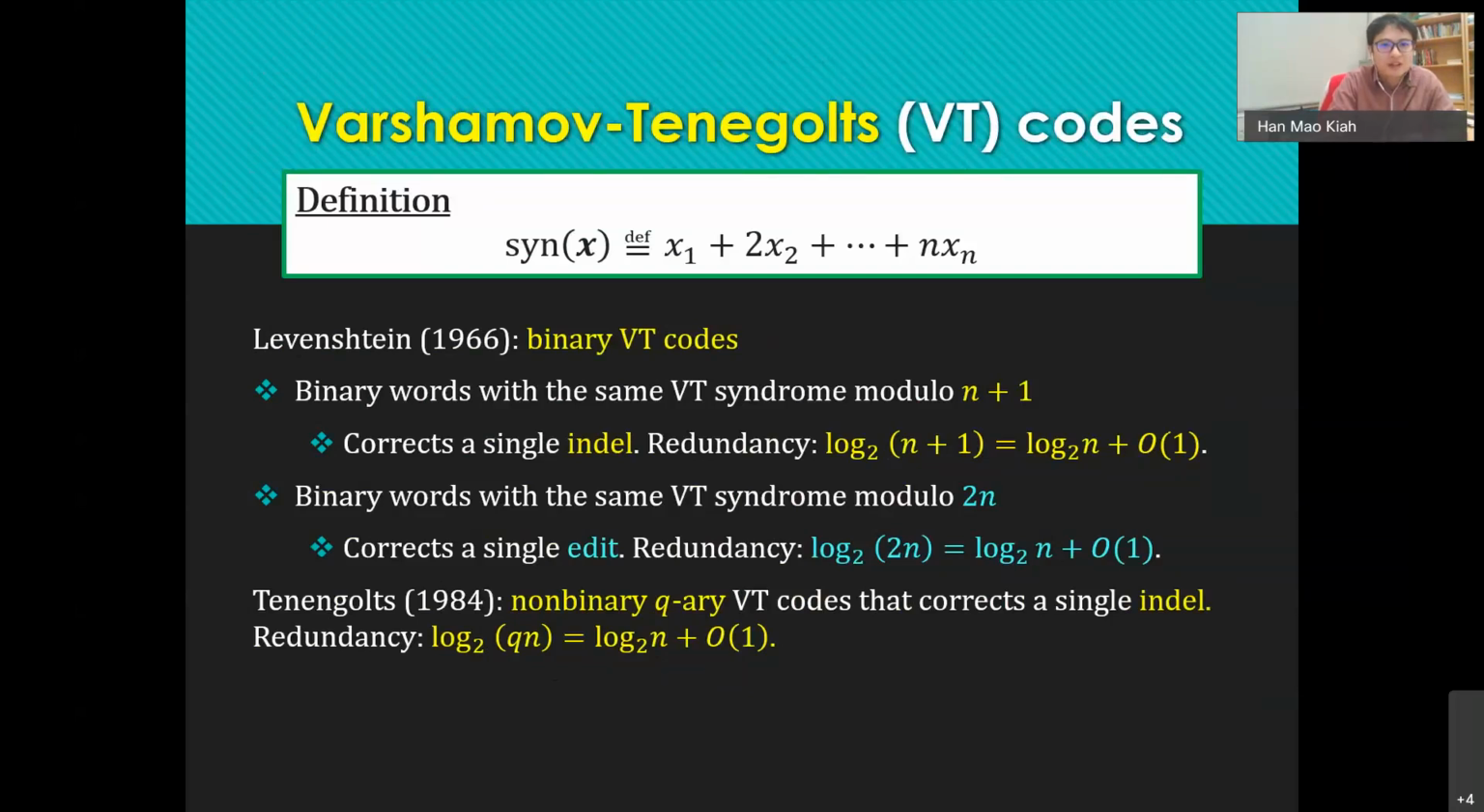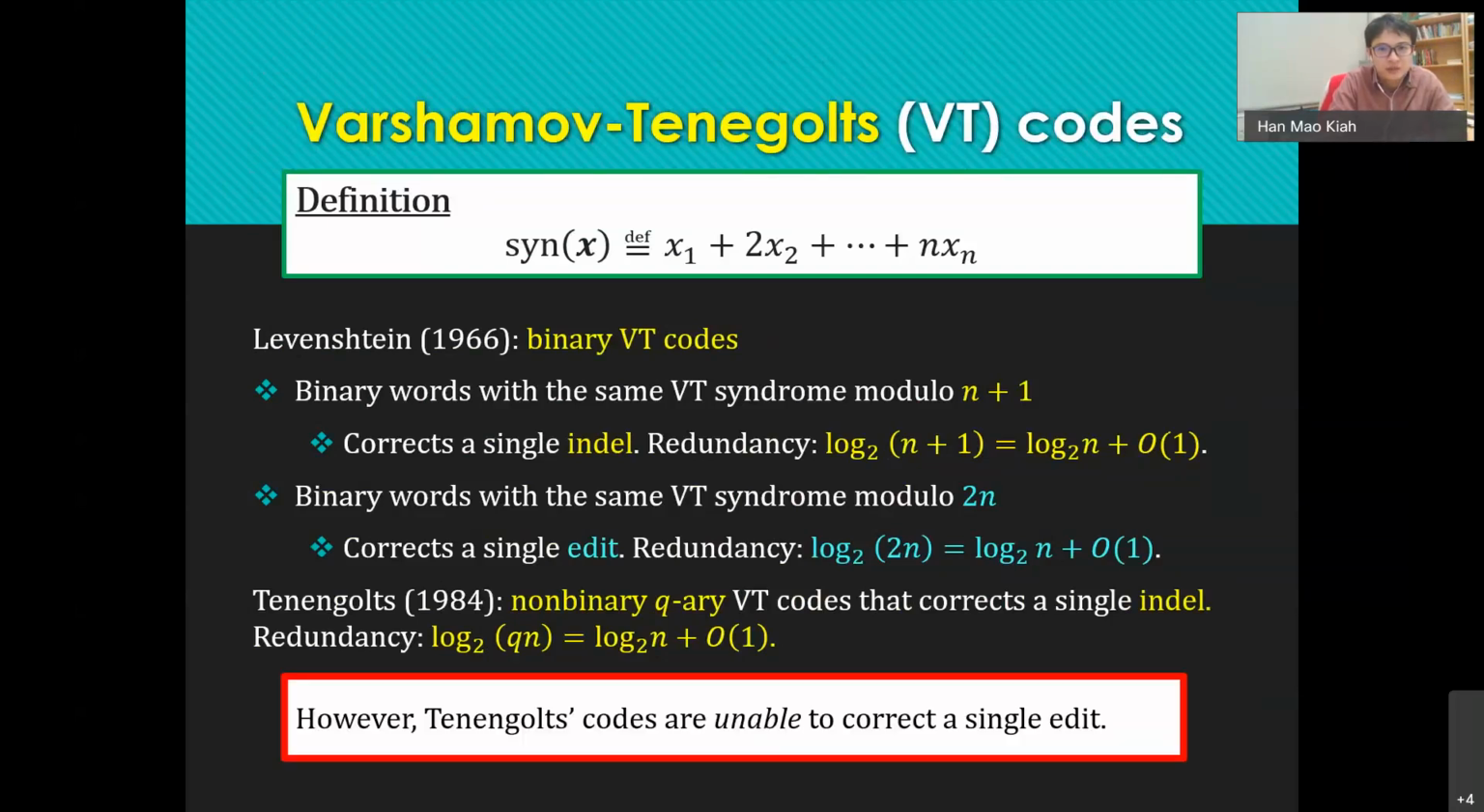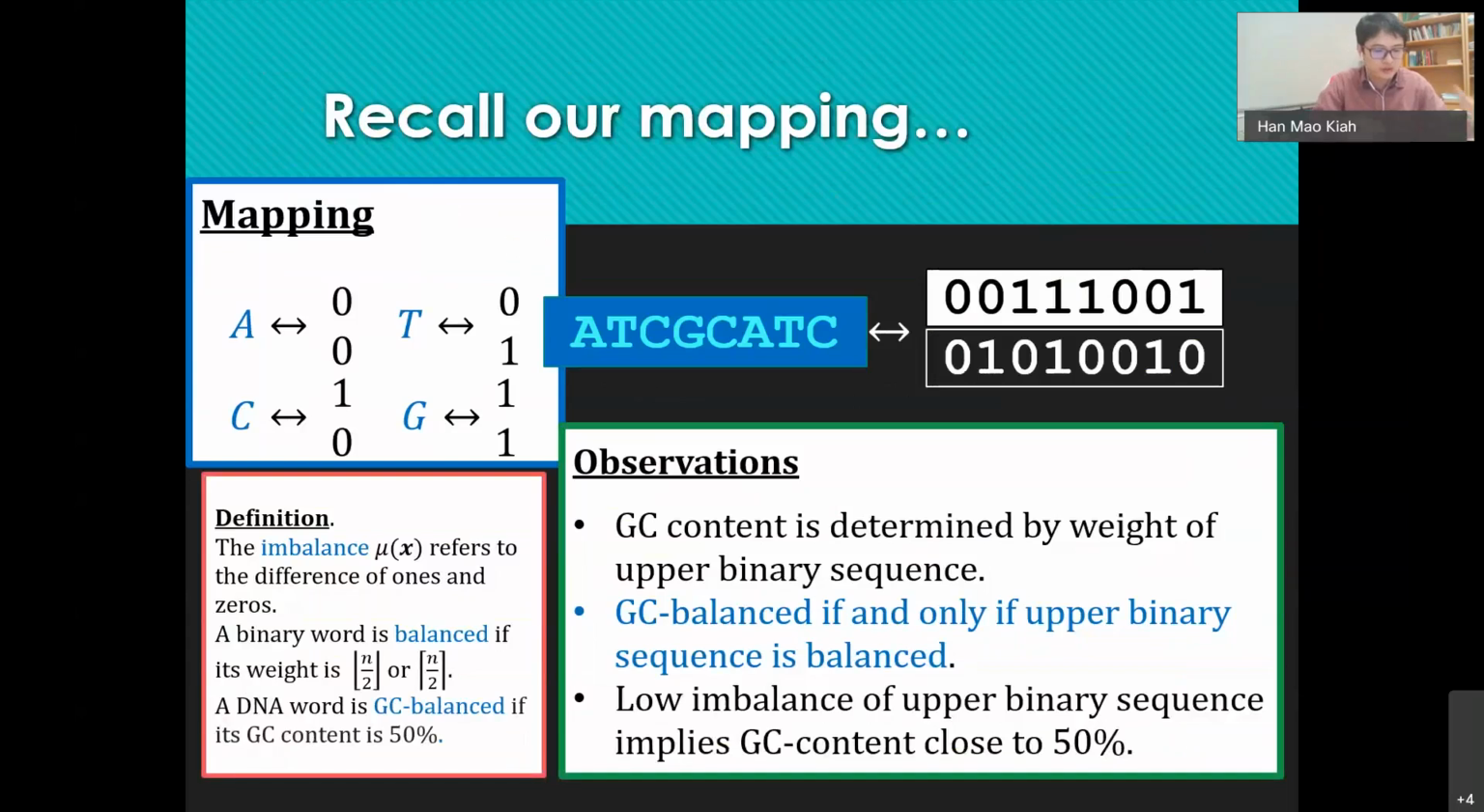Unfortunately, Tenengolts' constructions are unable to correct a single edit. And Levenshtein's modification, which works for the binary case, does not work for the non-binary case. So what can we do for the DNA alphabet, which has 4 letters? To do this, we revisit the mapping that we had before, where we write a DNA sequence into 2 binary sequences of length n.